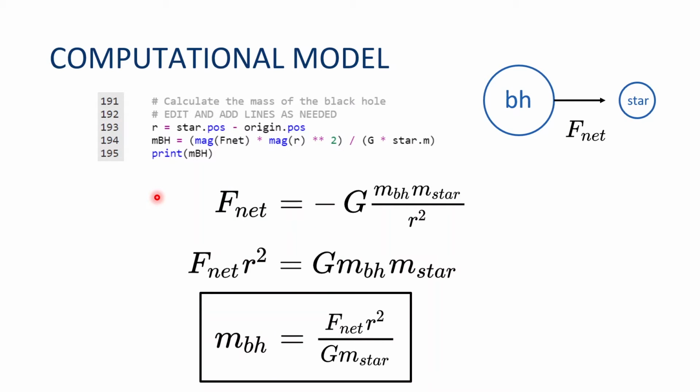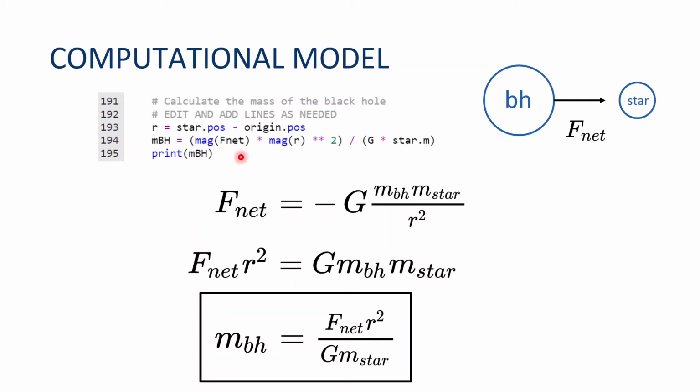Then to calculate the mass of our black hole, we take the initial Newton's law of gravitation, and we're able to solve for the mass of the black hole, which is F net times r squared over the gravitational constant times the mass of the star. So to calculate the r vector for this problem, we know that the force is acting on the star. So we take the observed minus the source. In this situation, the star would be observed as defined over here, and the source would be the origin, which is the black hole.